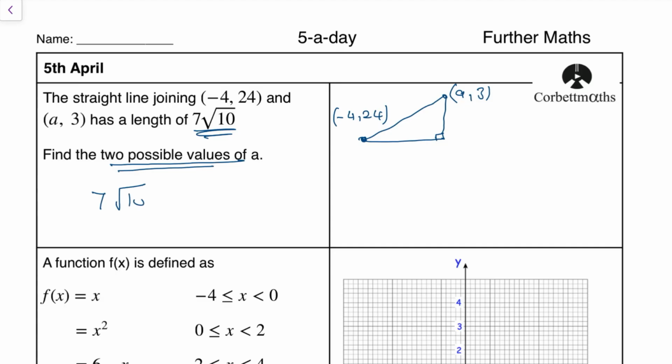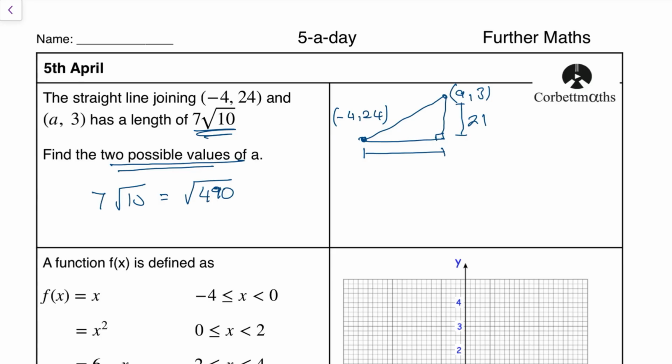So the other thing I'm going to know is 7 root 10 is the same as root 49 times 10, which is root 490. I think that's going to make it slightly easier for the thing that's about to happen. Now, Pythagoras. I care about this length here, and I care about this length here. And I don't care whether they're negative or positive because I'm going to square them anyway. So if we look at the y values, the difference between 24 and 3 is 21. Again, don't really care whether it's going up or down because I'm going to square the number anyway.